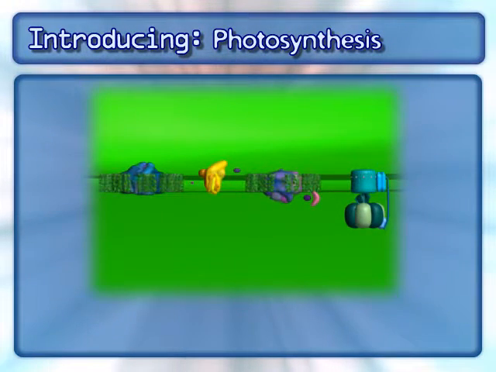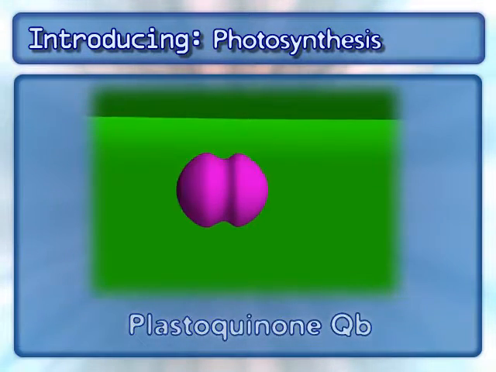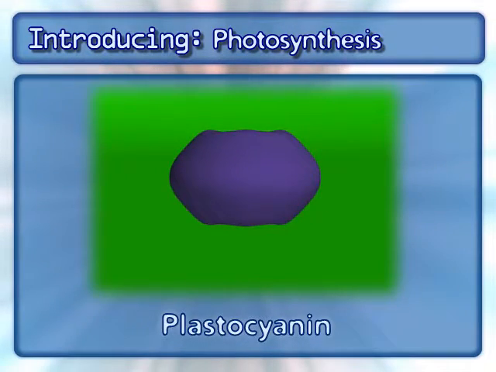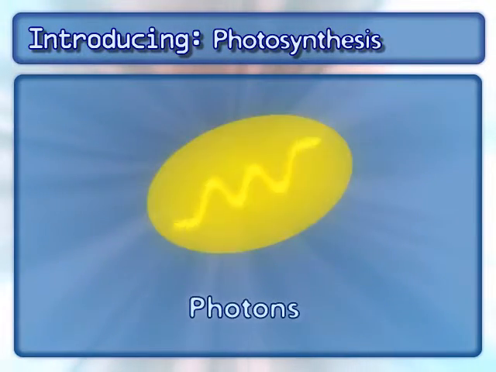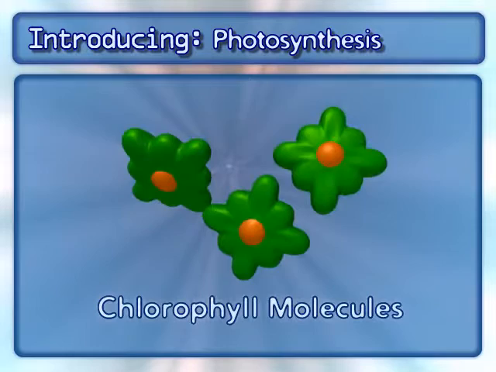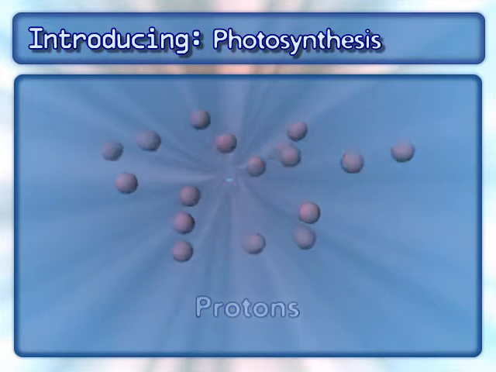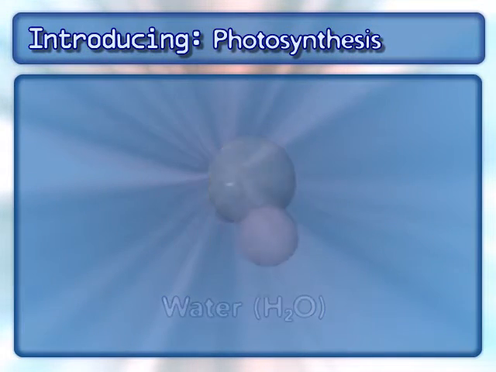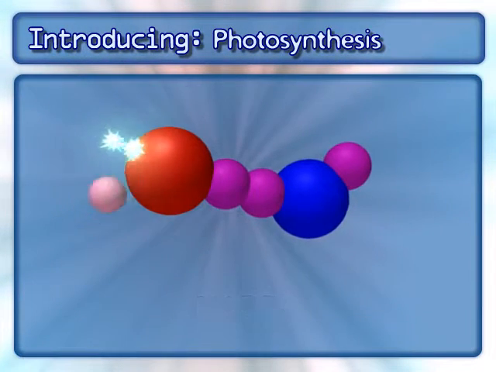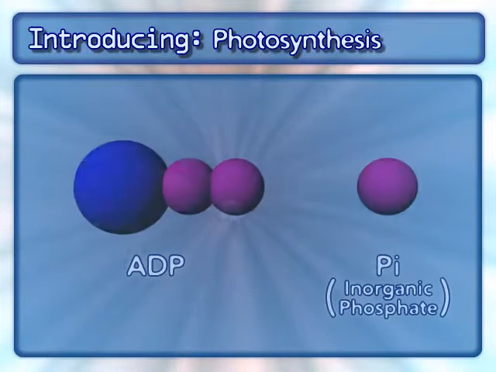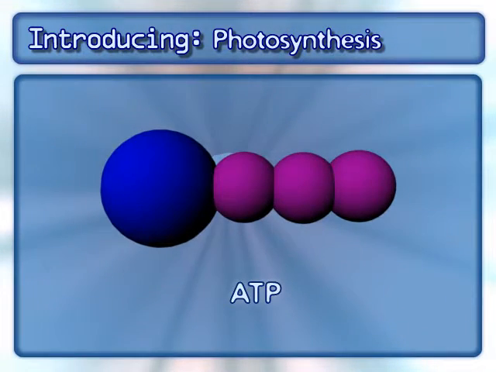In addition to the complexes, 3 mobile carriers are also involved: plastoquinone QB, plastocyanin, and ferredoxin. Other key components include photons, chlorophyll molecules, protons, water, molecular oxygen, NADP, and the electrons to form NADPH, and ADP and Pi, which combine to form ATP.